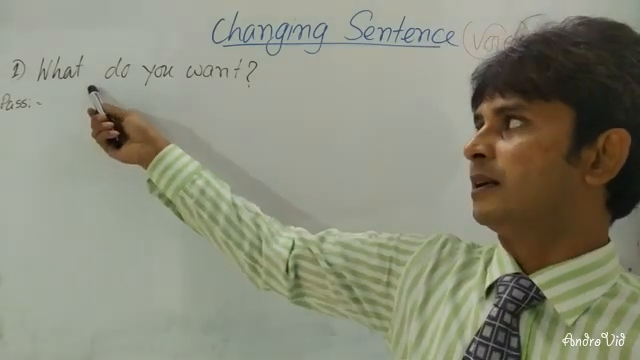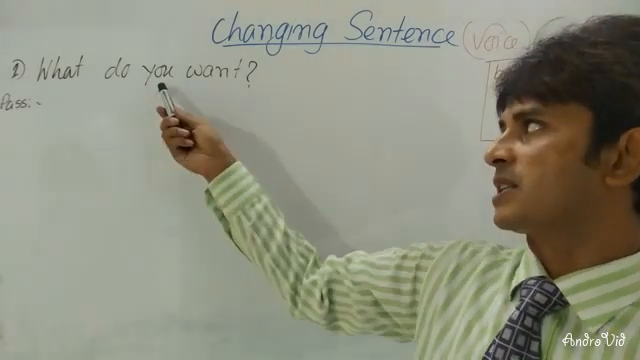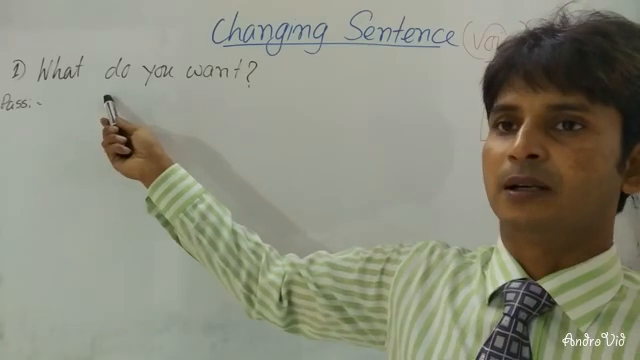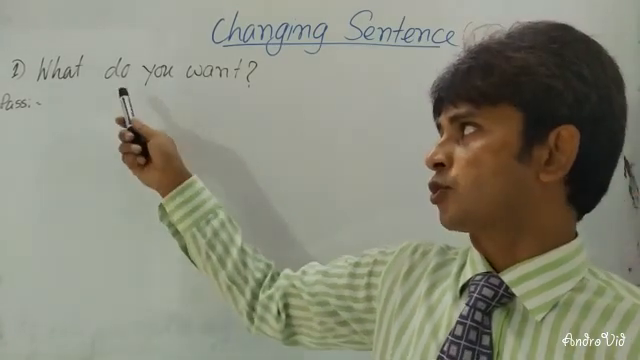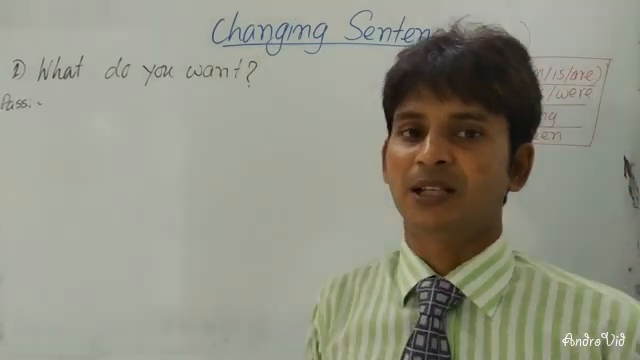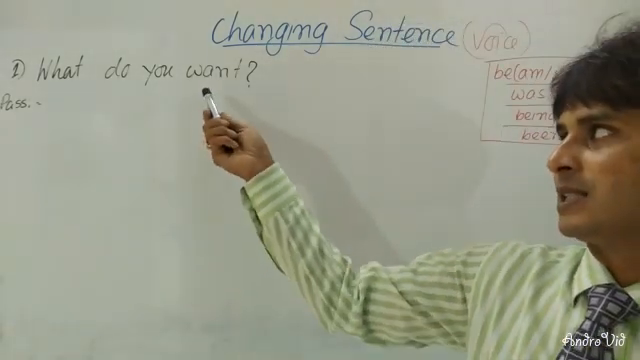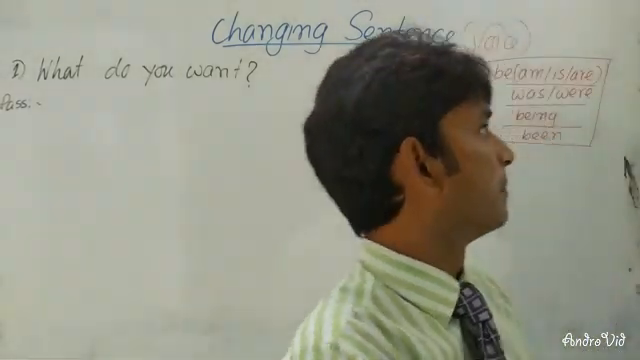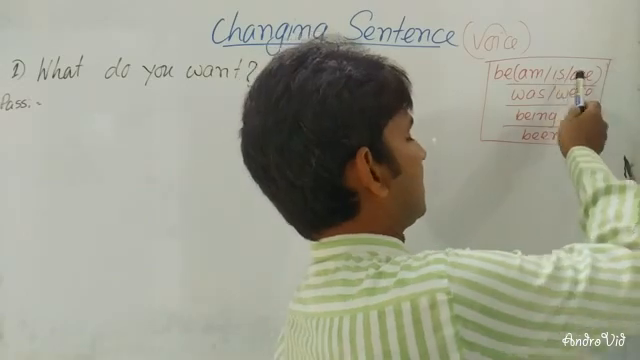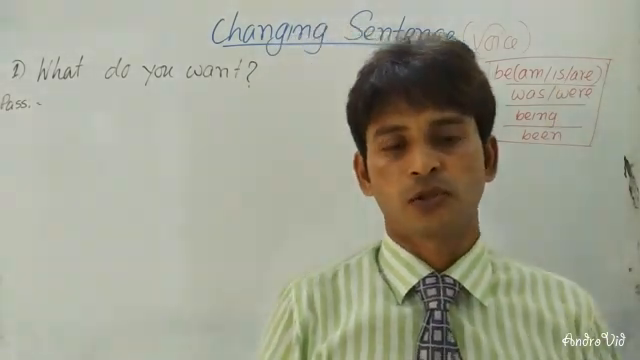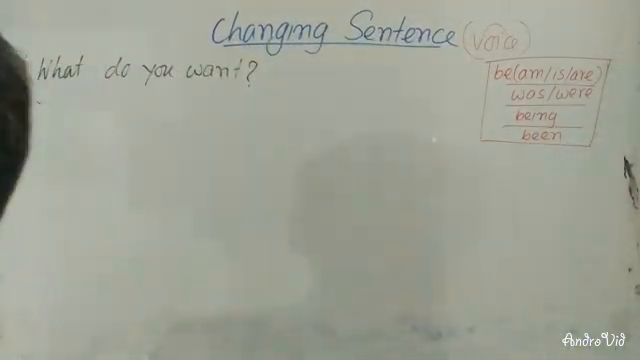So there is the active sentence. You can see that this is the present form of the verb and do is the auxiliary verb. So you can see this is in present indefinite tense. As it is present indefinite tense, you will have to take one from am, is, are. So let's start this lesson.